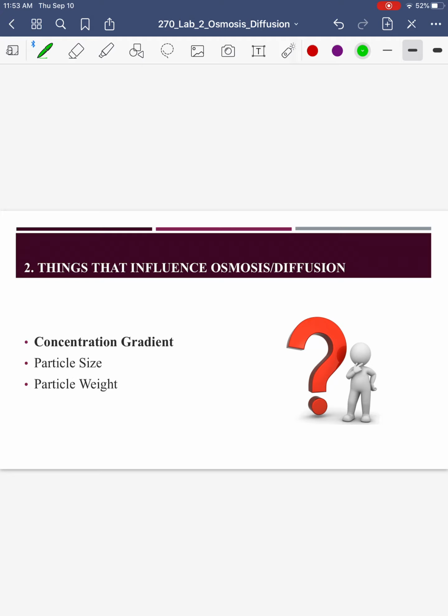Okay, pretty simple. Now we get to the meat and potatoes of this lab. Understanding and being able to define osmosis and diffusion is one thing, but we're going to take it to the next step. In order to better understand osmosis and diffusion, we're going to talk about some things that influence it. In this lab, we have 3 different experiments that we usually would be doing in the lab, but here we're going to be talking through it virtually. We're going to be looking at how concentration gradient, particle size, and particle weight influence osmosis and diffusion.